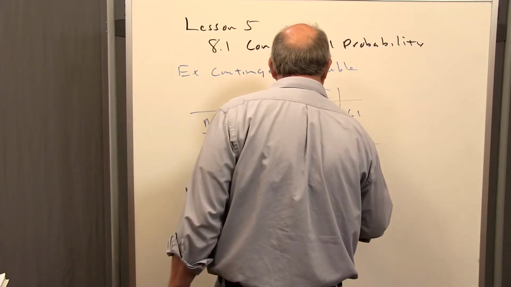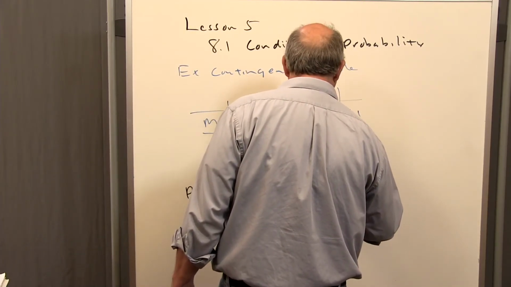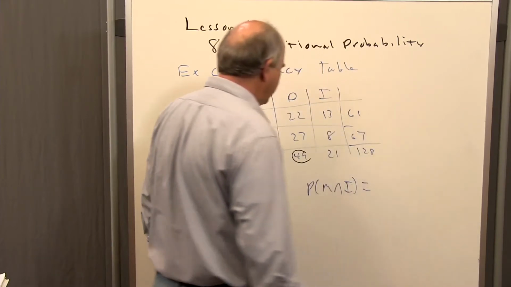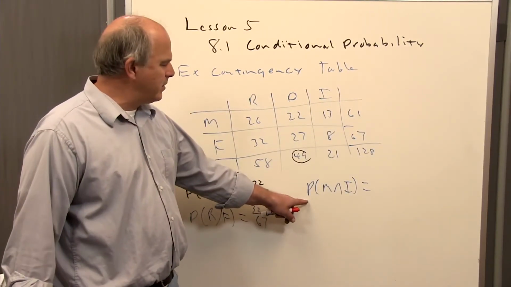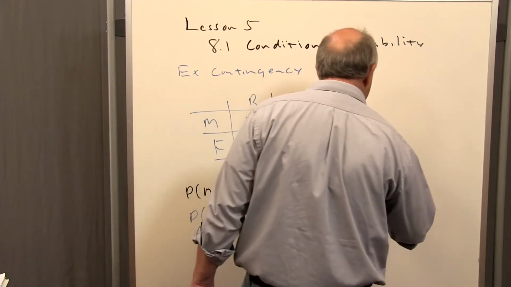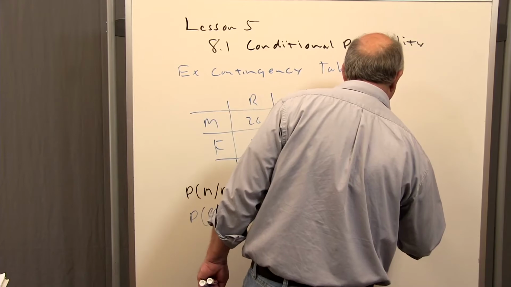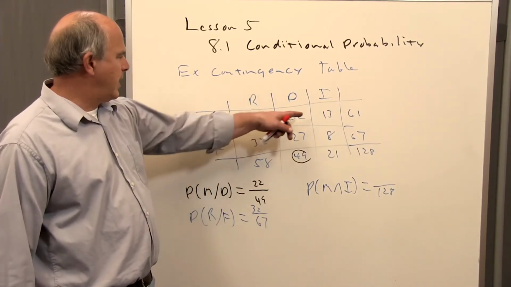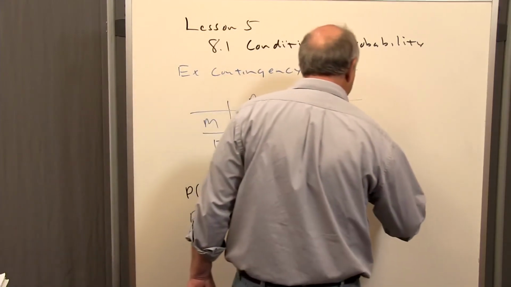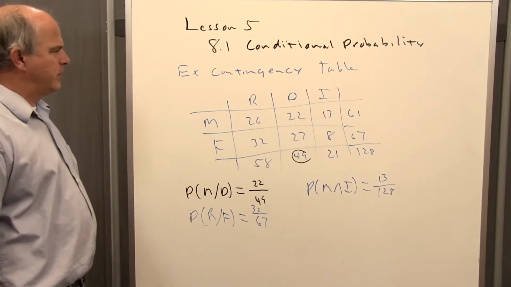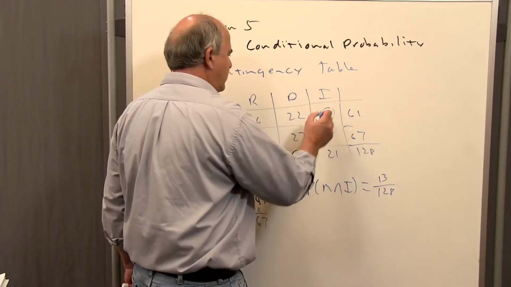Or what's the probability that somebody's male and independent? Well, that's not a conditional, that's not a given. It's the probability they're male and independent, so 128, we're back to our original total, and of those 128, 13 are male and independent. There's 13 right here.